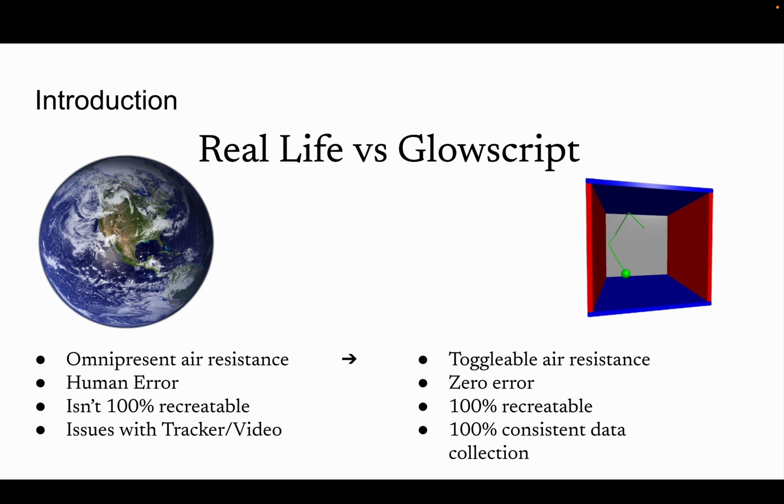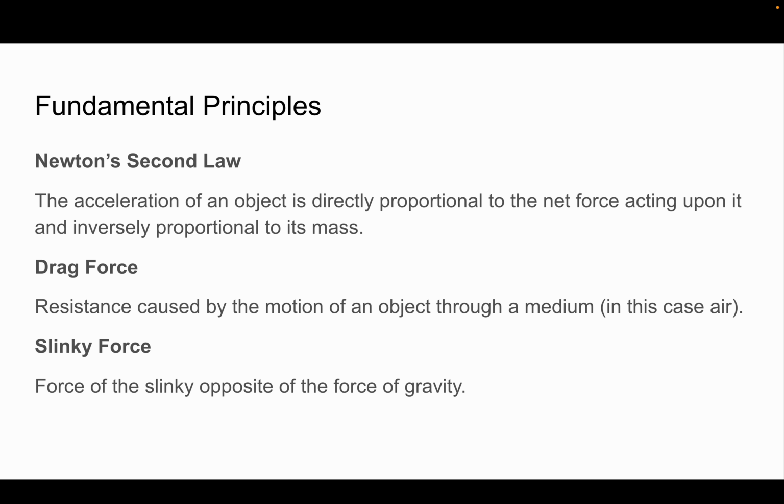Just real quick, before we get into the models, there is a little bit of discrepancy. The model is very close to the observed data, but the discrepancy could be due to the fact that in real life we don't know the drag constant. There's some human error, it isn't super recreatable, and there's an issue with the tracker video. Whereas the GlowScript model is a perfect case scenario where you can change the air resistance however you want. The data is always consistent, et cetera. So that's where that slight discrepancy comes from.